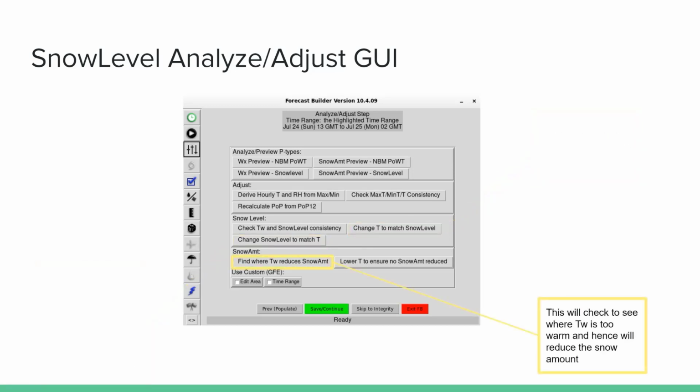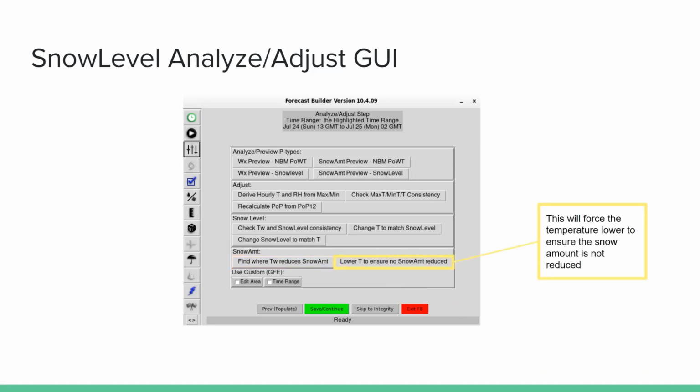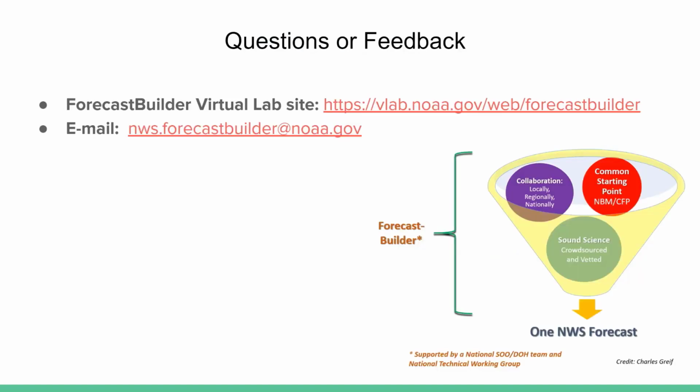Lastly, under the Snow Amount section, Find Where TW Reduces Snow Amount finds where warmer wet bulb temperatures will lead to lower snow amounts. And the Lower T to Ensure No Snow Amount Reduction button will lower the temperature grid to eliminate the potential reduction in snow amount. This wraps up the Analyze and Adjust section of ForecastBuilder.